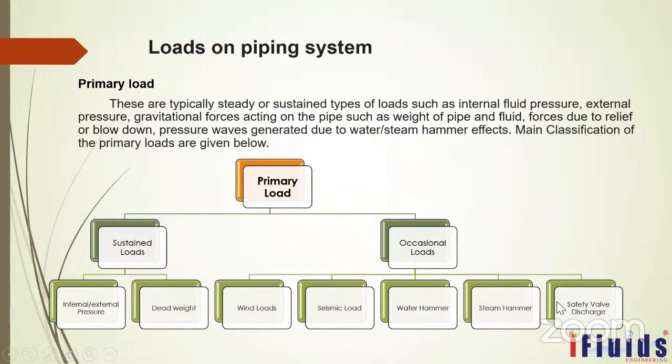And the last one is safety valve discharge. Safety valve discharge is when, in a long piping system, there will be a pressure safety valve. Whenever the pressure increases, sometimes exceeding the operating pressure, based on the safety valve pop-up pressure, it will pop up. Whenever it pops up, it will create back pressure to the piping. So that also needs to be considered while designing the piping support. These are all the primary load.